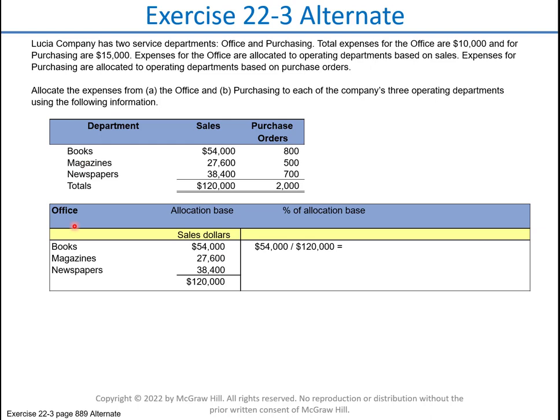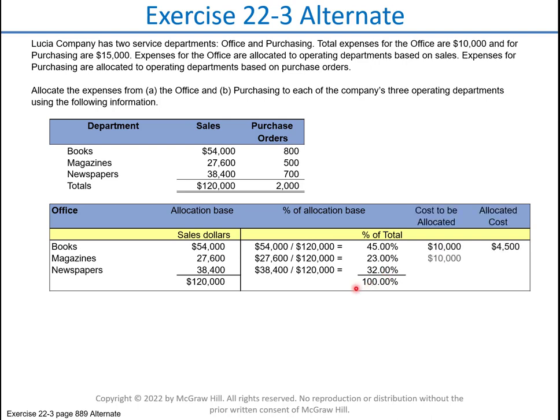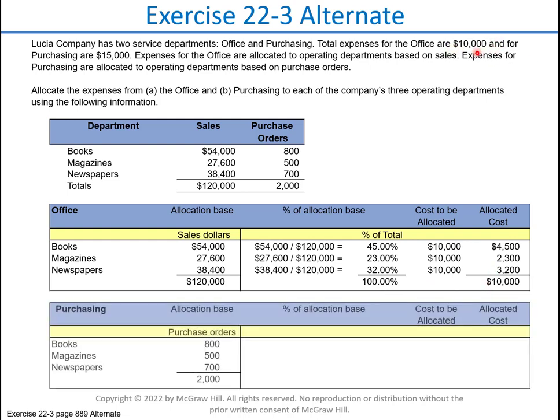First, we're looking at office. So this $10,000, they're based on sales. All we have to do is list the sales for each department here, get the total, and then divide each department by the total so we can get the percentages, and make sure that the percentage is equal to 100%. Then we just multiply each one's percentage times the total cost of $10,000. And when you're finished, also make sure that the total allocated equals the cost that you're allocating.